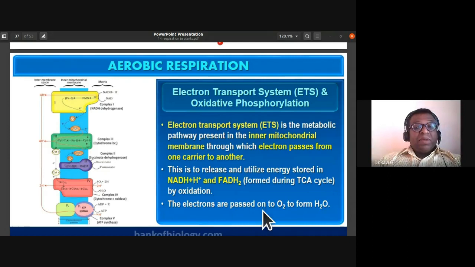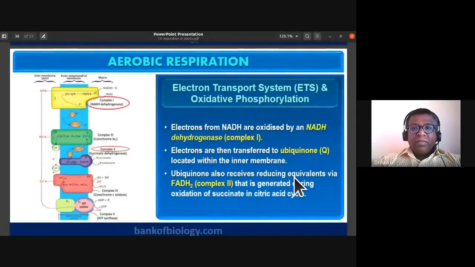Finally, the electrons are passed on to oxygen to form water. Electrons from NADH are oxidized by an NADH dehydrogenase. We call it complex 1. So complex 1 is an enzyme system. Electrons are then transferred to ubiquinone Q, which is located within the inner membrane.